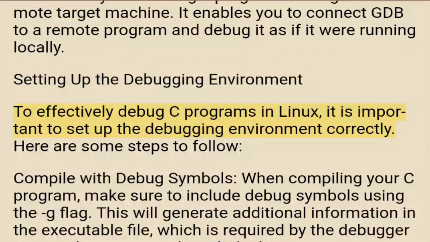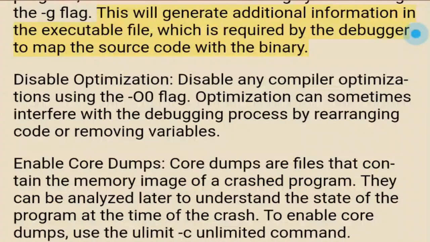Setting up the debugging environment. To effectively debug C programs in Linux, it is important to set up the debugging environment correctly. Here are some steps to follow. Compile with debug symbols. When compiling your C program, make sure to include debug symbols using the -g flag. This will generate additional information in the executable file, which is required by the debugger to map the source code with the binary.